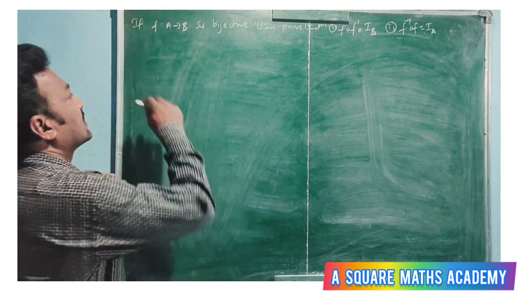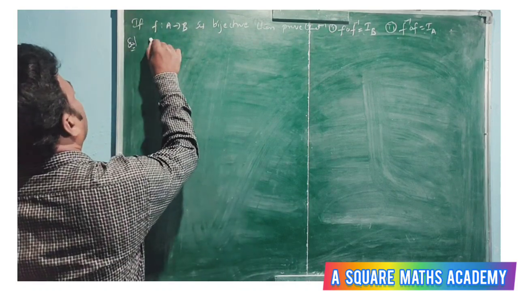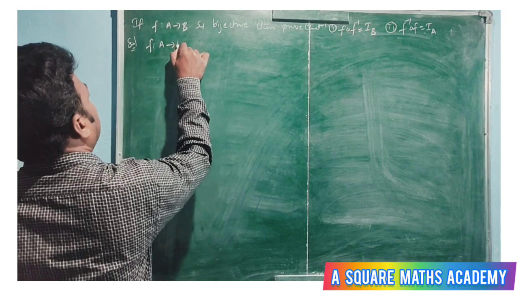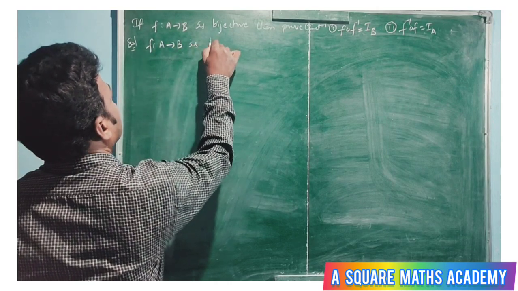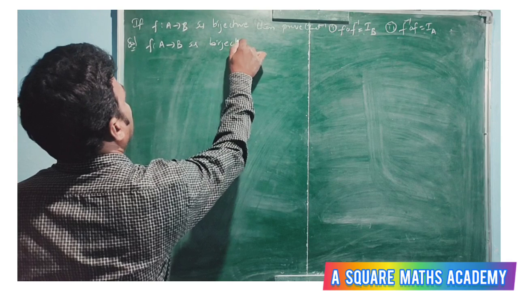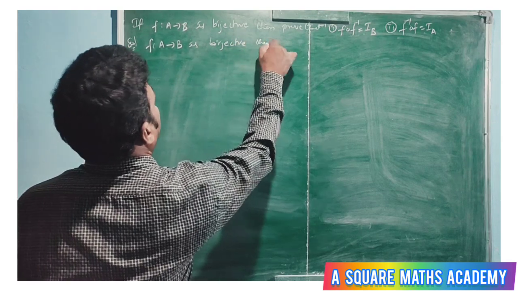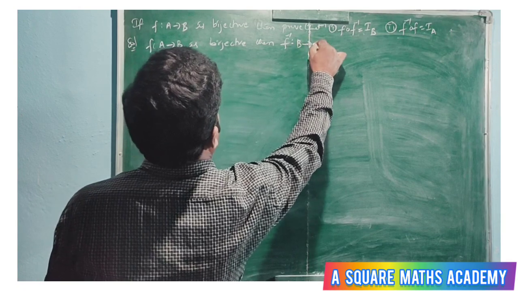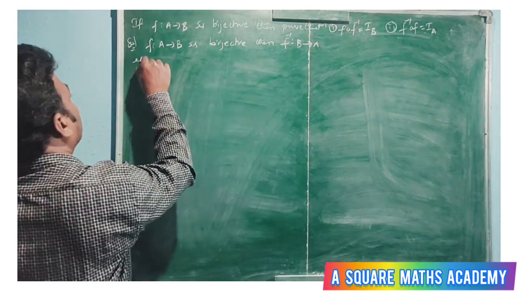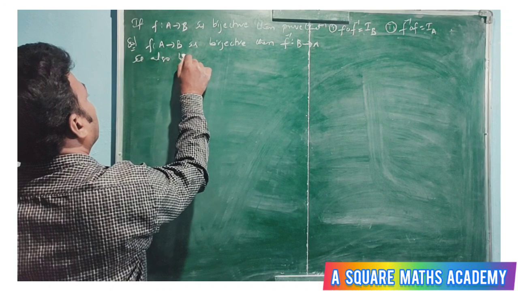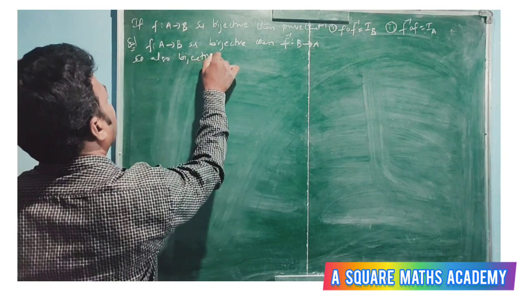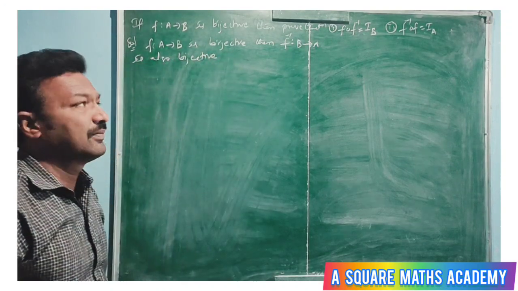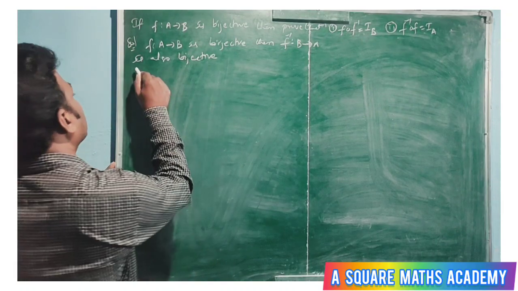బైజెక్టివ్ డెఫినేషన్ రాద్దాం ఫస్ట్. సో f is A to B is bijective, then f inverse ఏమవుతుంది, B to A is also bijective. Okay, bijective, clear? So then after, what is the definition of bijective?